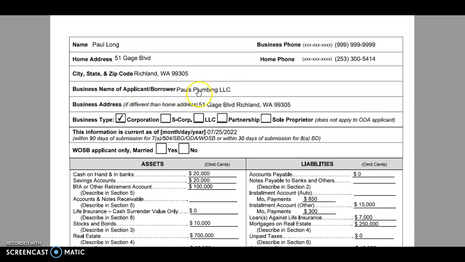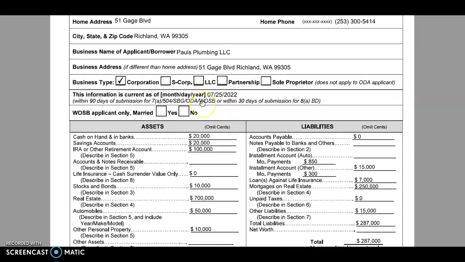Make sure you put in the business that you're applying for, the business address, the type of corporation the business is, as well as the date of the information that you are providing. Now, what's really important on this is you make sure that you understand that this is a personal financial statement and not a business financial statement. What that means is you really need to make sure that you're putting in personal information, nothing related to your business. So you're not going to put in business assets or business debt or liability on this form.